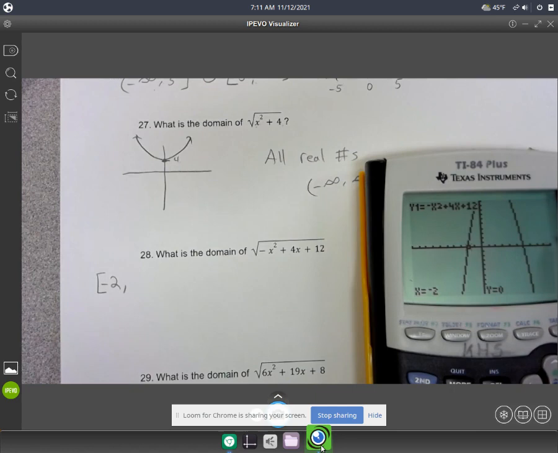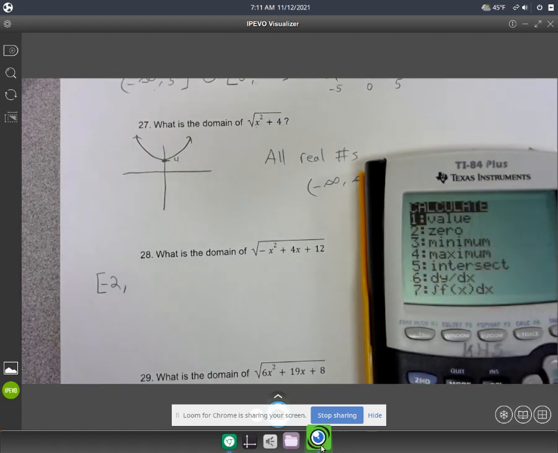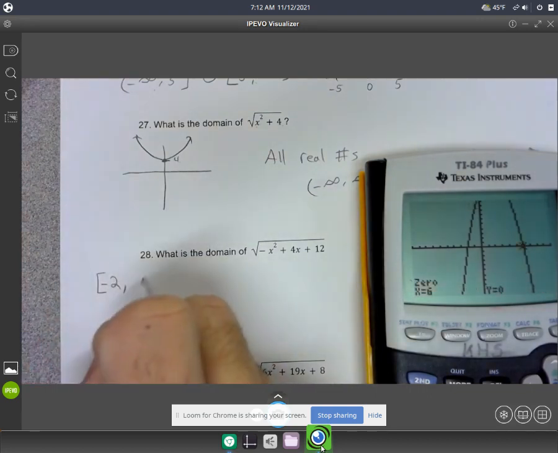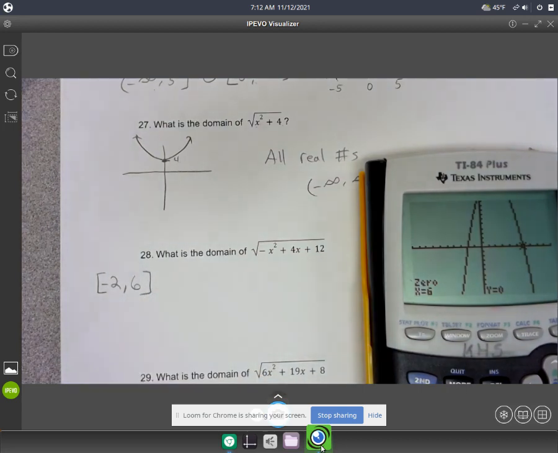You could count the tick marks, but the command on the calculator is the zero command. I'm going to go to the calc menu. All right, left bound. I got to get my little blinking dot to the left side of it, and it's going up and over. All right, there it is. Left of it, and then to the right of it. Press enter again for the guess. Yeah, it was 6. So from -2 to 6 is going to be the domain of this function, right?